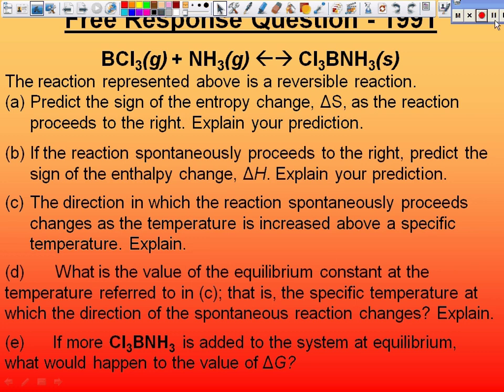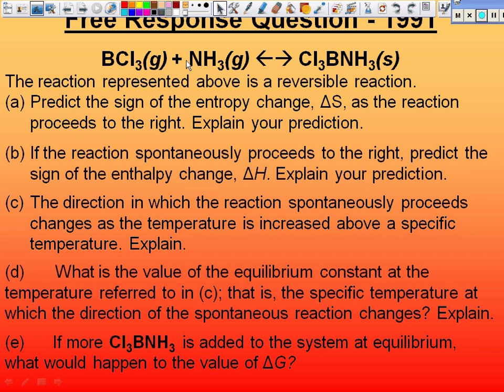All right. So predict the sign of the entropy change as the reaction proceeds to the right. Explain your prediction. So is it going to be positive S or negative S? Why negative? Very good. You're going from 2 moles of a gas to 1 mole of a solid, creating more order in the system. Okay, so that's negative.